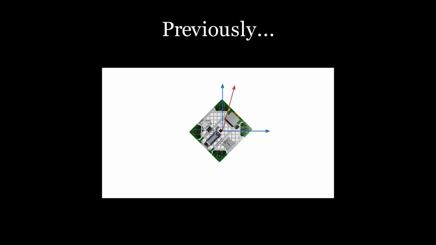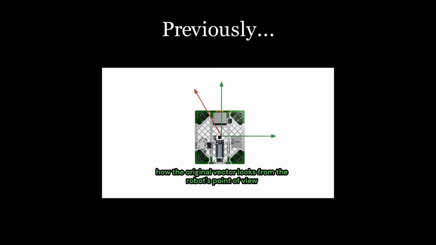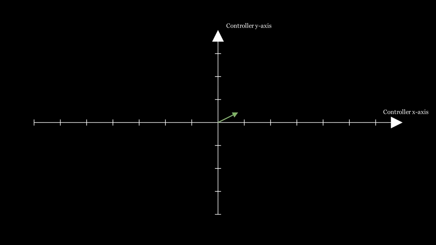Previously, I explained that in field-centric drive, the driver's input vector is rotated by the robot's heading so that the robot drives in the desired direction. The input vector comes from the controller joystick, where the x and y axes define the desired direction of motion. This input vector is also scaled such that when the controller joystick is pushed down all the way, the robot drives at the maximum allowed speed.